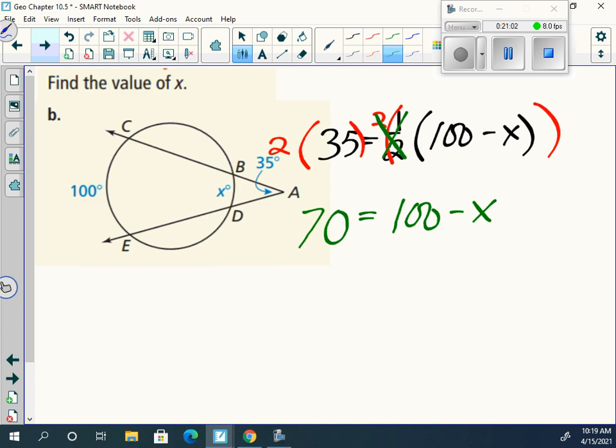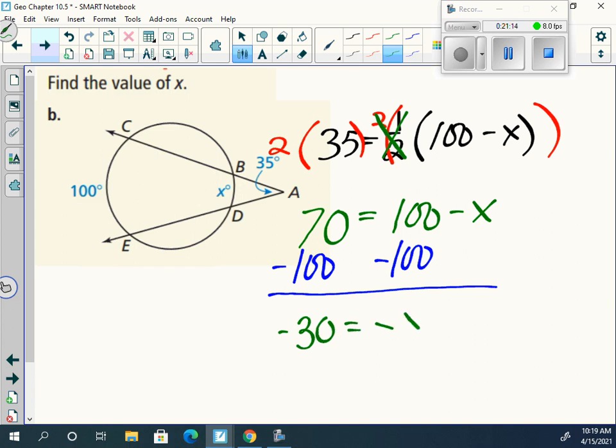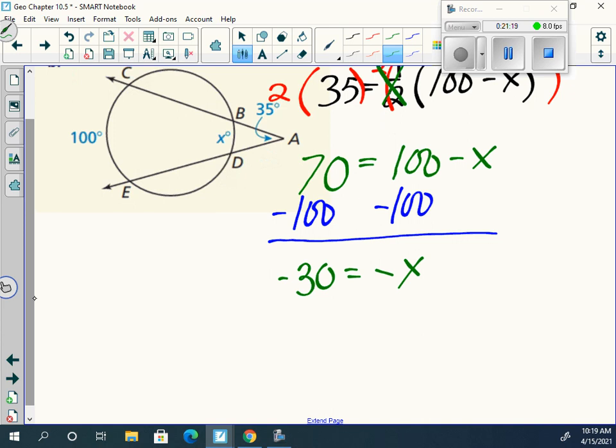Yes, we would minus 100 from both sides. Well, 70 minus 100 is? That's interesting. So is the value of x negative 30? We need to multiply or divide by negative 1. Either one will work. If I divide both sides by negative 1, we get the value of x is 30.